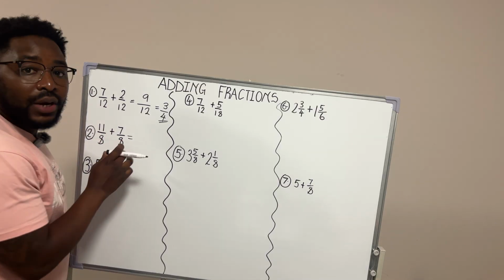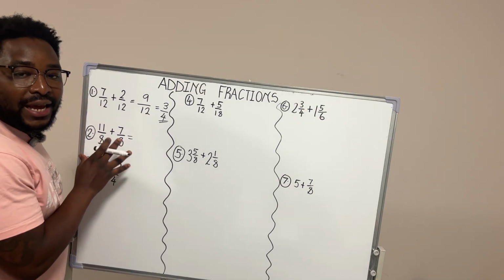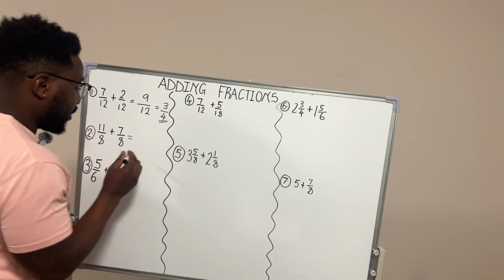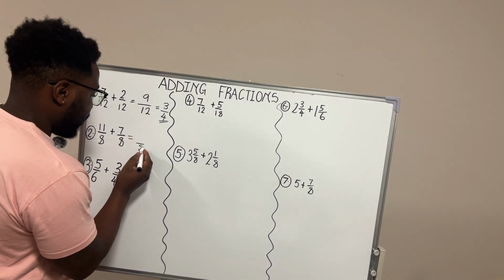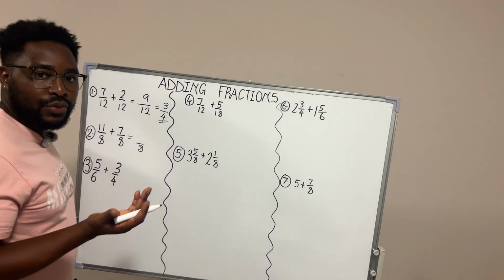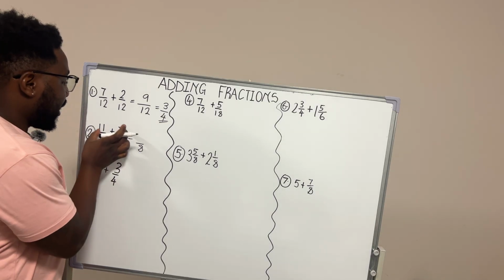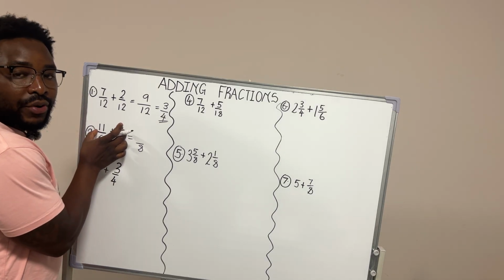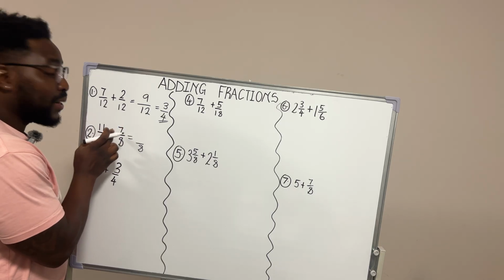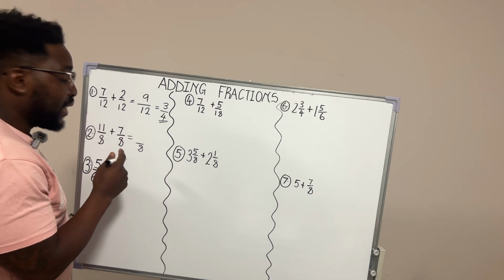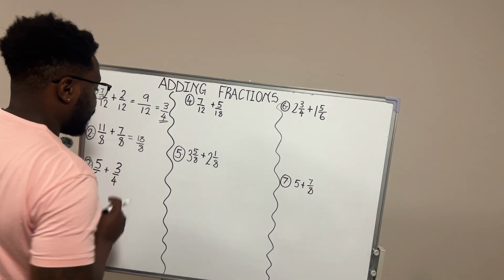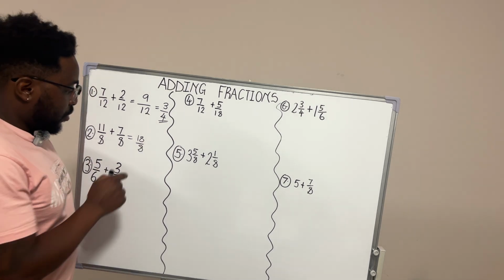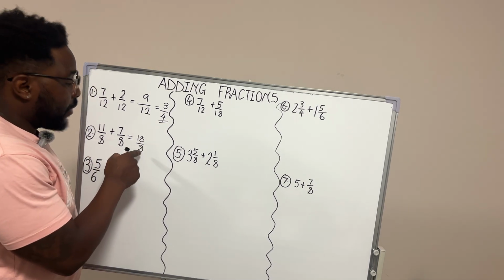Now if we look at our second question also, it has the same denominator, which is 8. So then what are we supposed to do? All we have to do is add the numerators, right? Which is 11 plus 7. What does that give us? 11 plus 7 is 18, right? Okay, so now if we look at this fraction over here, it's what?